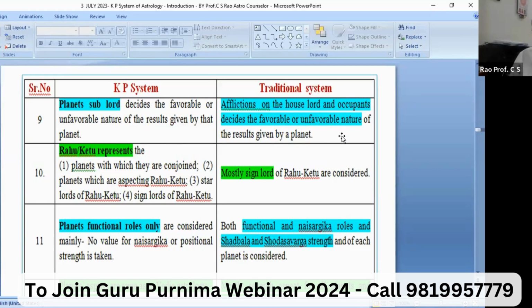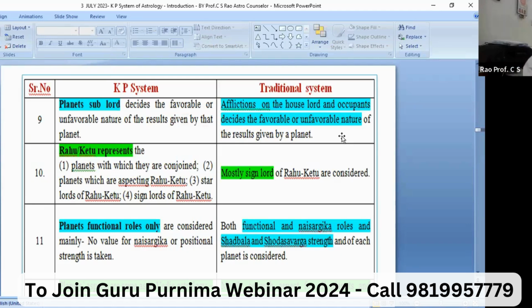Here, take the fourth Bhava lord and the fourth house occupants. The afflictions are on the fourth house or the occupants of the house. What are their afflictions? Benefic or malefic afflictions are there. That decides the quality of the result, the quality of education, success or failure of education. That is decided by the afflictions on the house lord, and the occupants decide the favorable and unfavorable here.